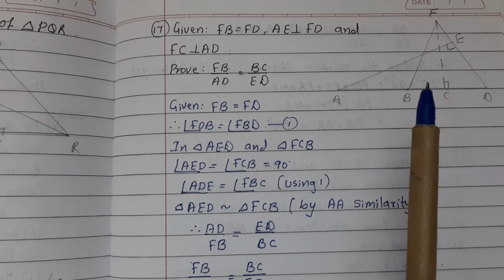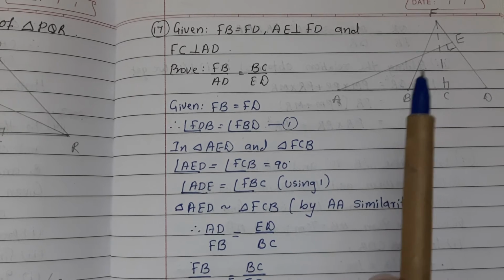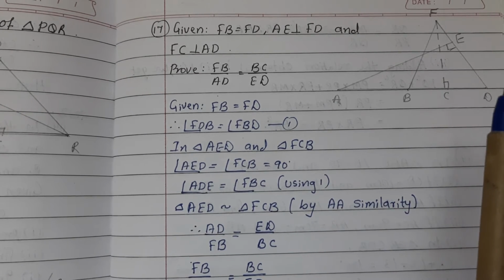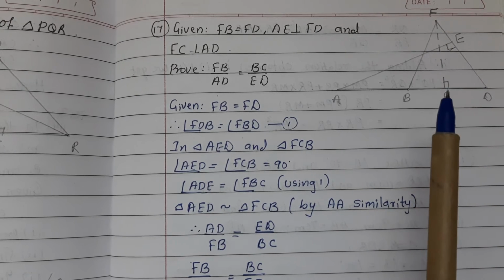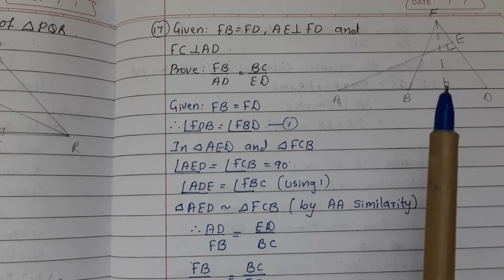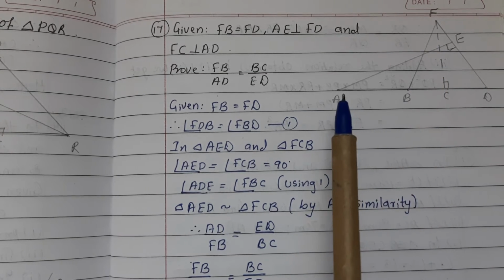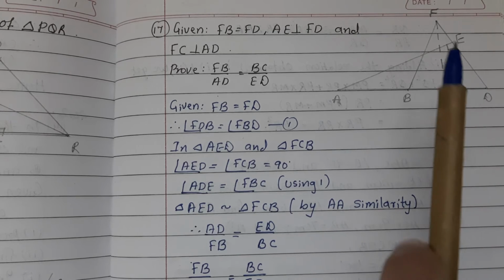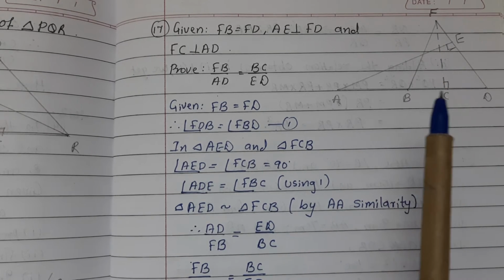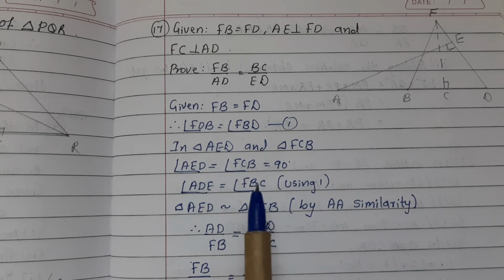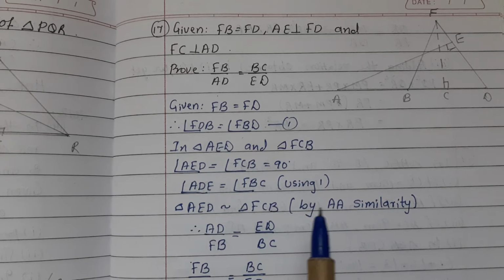FCB, first part, angle AED is equal to angle FCB, each 90 degree. Second part, angle ADE is equal to angle FBC from first. Hence both the angles are equal. Triangles are similar by AA test of similarity.